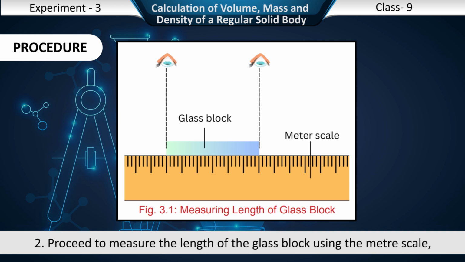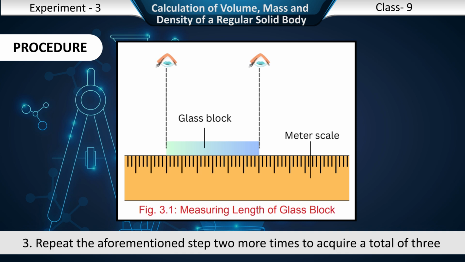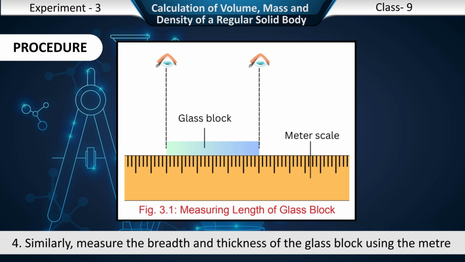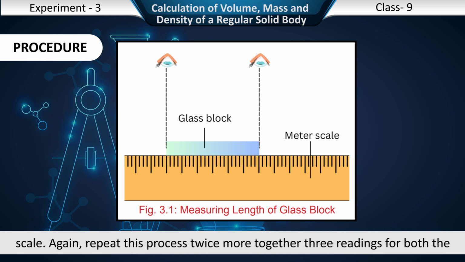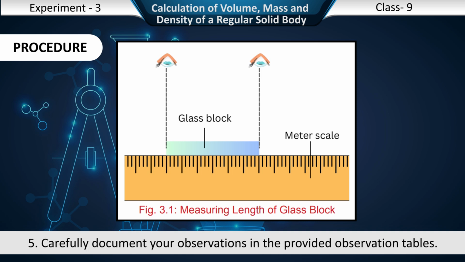2. Proceed to measure the length of the glass block using the meter scale, ensuring accuracy up to 1 mm. 3. Repeat the aforementioned step 2 more times to acquire a total of 3 readings for the length of the block. 4. Similarly, measure the breadth and thickness of the glass block using the meter scale. Again, repeat this process twice more to gather 3 readings for both the breadth and thickness of the glass block. 5. Carefully document your observations in the provided observation tables.